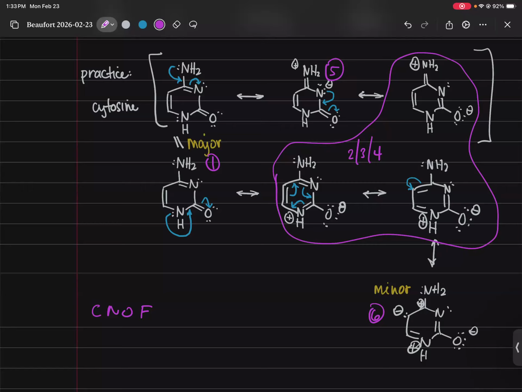Questions on how I got to that? Does anybody have another resonance structure that they want me to check and or show off to everybody else to check? That's okay.